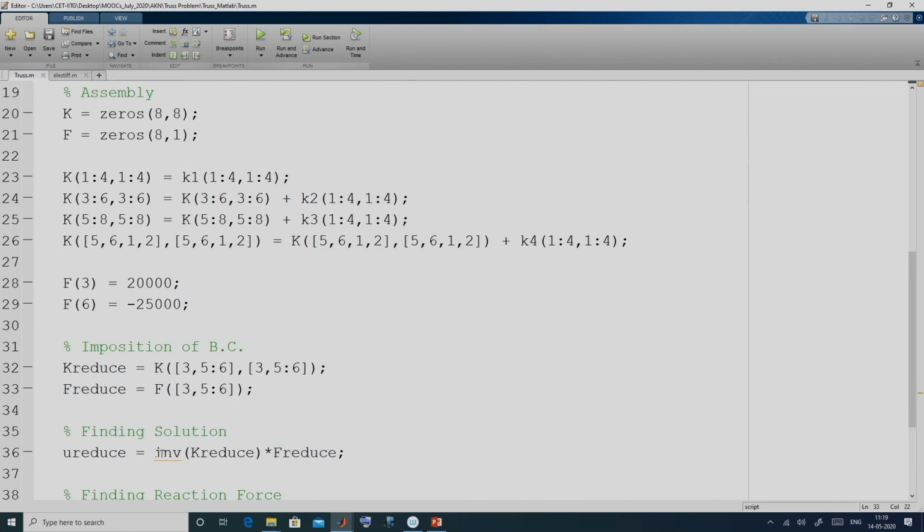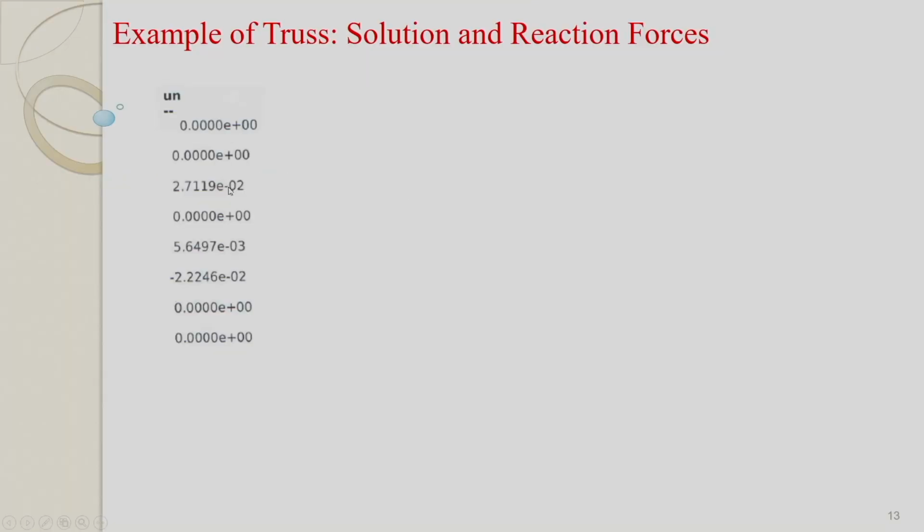After that, we use K inverse F for that reduced equation to get this U reduced, that is the solution. So, this is our solution. We have also added the prescribed displacements U1, U2, U4, U7 and U8, which are 0. So, this is our total displacement vector for the entire problem.